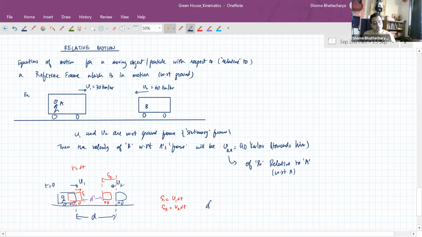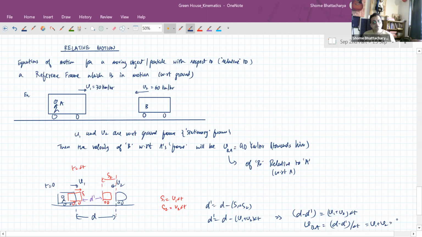So you can see that d prime has become how much? D minus (s1 plus s2). It has become d minus (v1 plus v2) delta t. So how much has the distance changed between them? D minus this thing, this becomes (v1 plus v2) delta t. So that is why the speed of B relative to A will be the amount by which the distance has changed divided by delta t. So in this case, it becomes v1 plus v2.